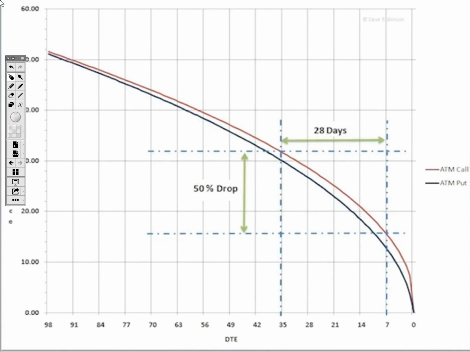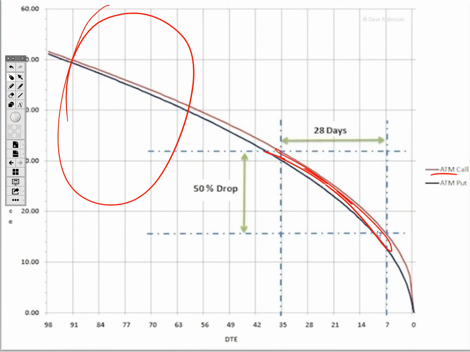And here's another representation of it, right? We want to get out here in this area. You can see the slope out in time, and these are the at the monies. We're going to be dealing with slightly out of the monies, but you can see that theta gets really aggressive inside of 70 days, and inside of 35 days your premiums drop by 50%. So we want to limit that theta decay. We want to limit that drop in our premiums by getting out here.